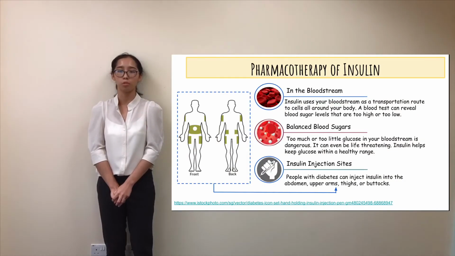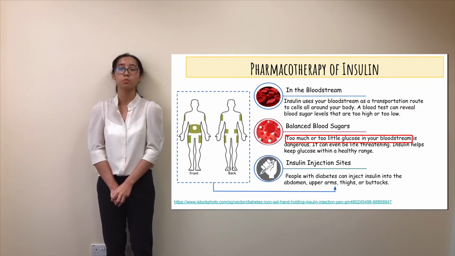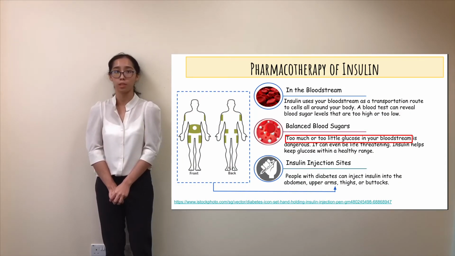Insulin travels in the bloodstream to get to the cells in every part of the body. So to get the blood sugar levels of a patient, we can do blood glucose monitoring. During this process, it can tell us when the blood sugar levels are abnormally high, known as hyperglycemia, more than 8 units, or low, hypoglycemia, less than 4 units.